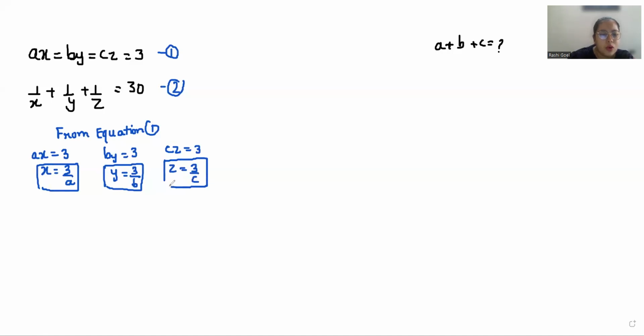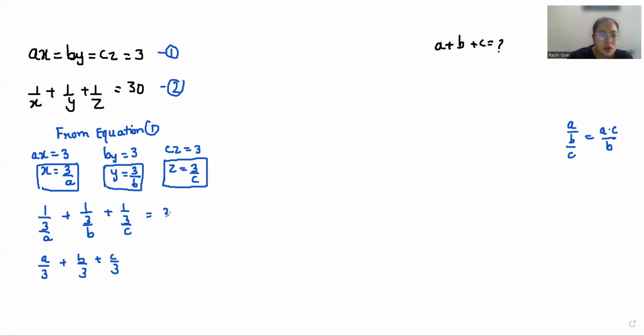So I'm going to put all the three values in equation number 2. So 1 by 3 by a plus 1 by 3 by b plus 1 by 3 by c. So we can write 1 by (3 by a) as a by 3. So it becomes a by 3 plus b by 3 plus c by 3. And these are equal to 30.